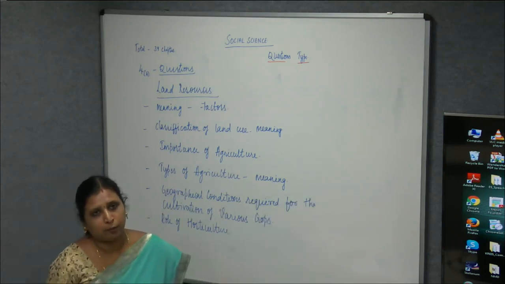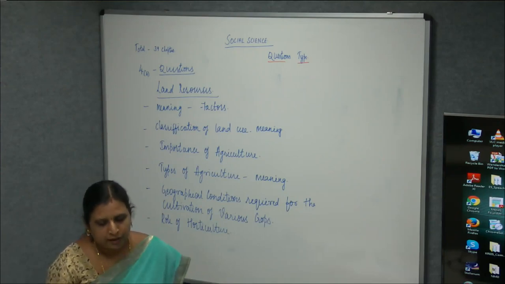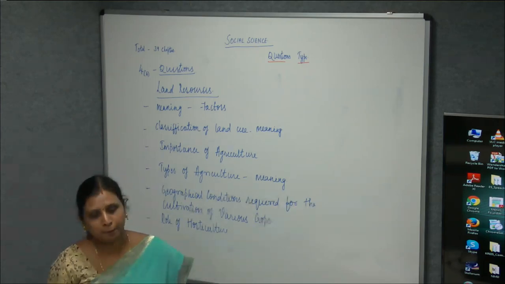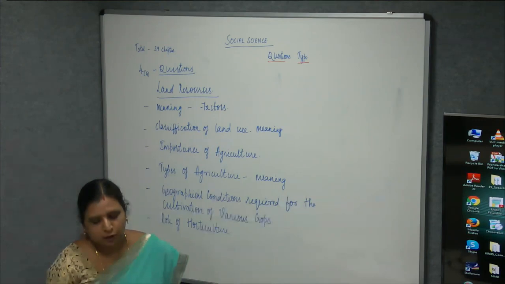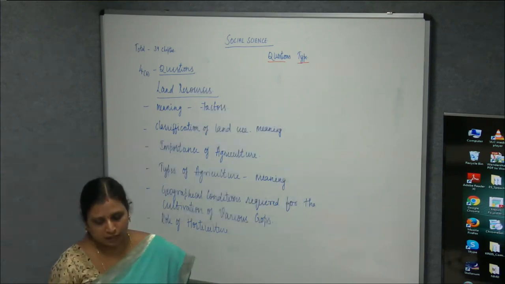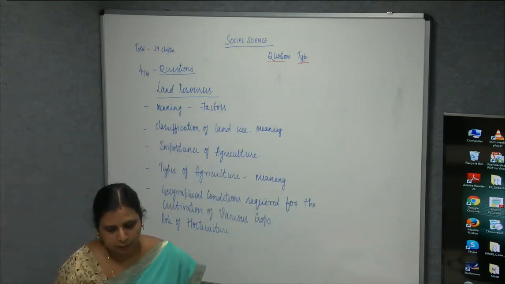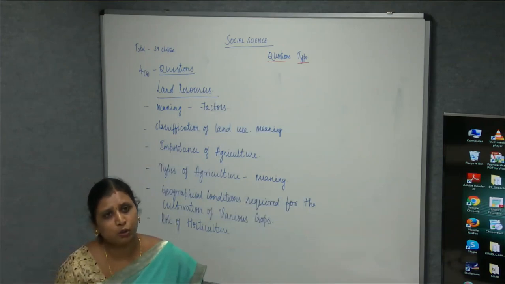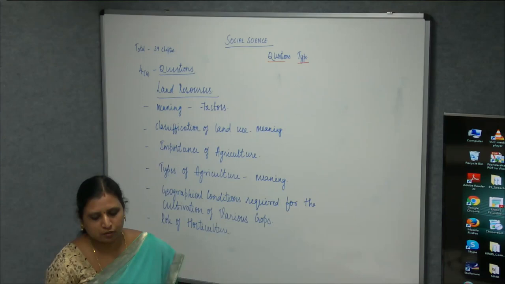So it is the main occupation of the people. Okay, and it is the main source of food for the people. Then it provides fodder for animals. Okay, and it promotes the tertiary sector and provides raw materials to the industry. Then it helps in earning foreign exchange, provides employment, promotes the savings of the people and provides market for the industrial goods. So these are all the points which can be written for the importance of agriculture in India.